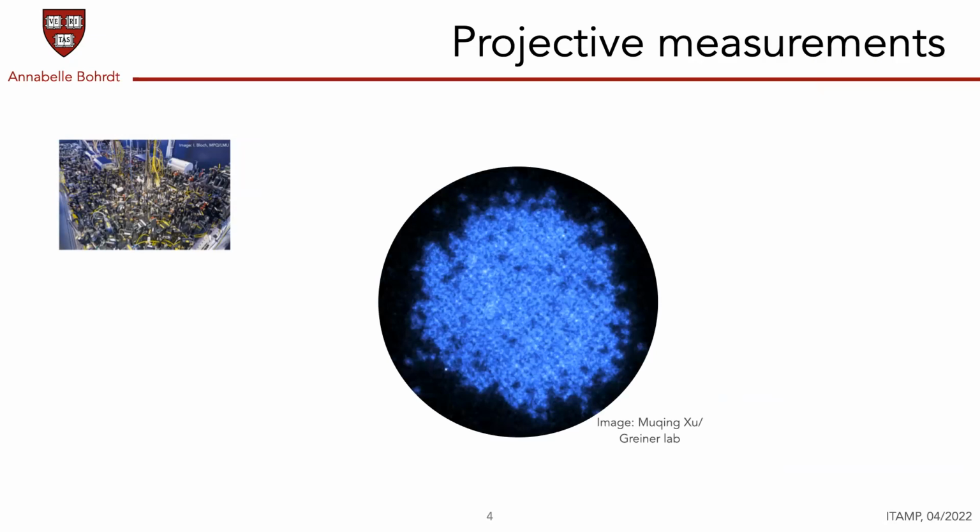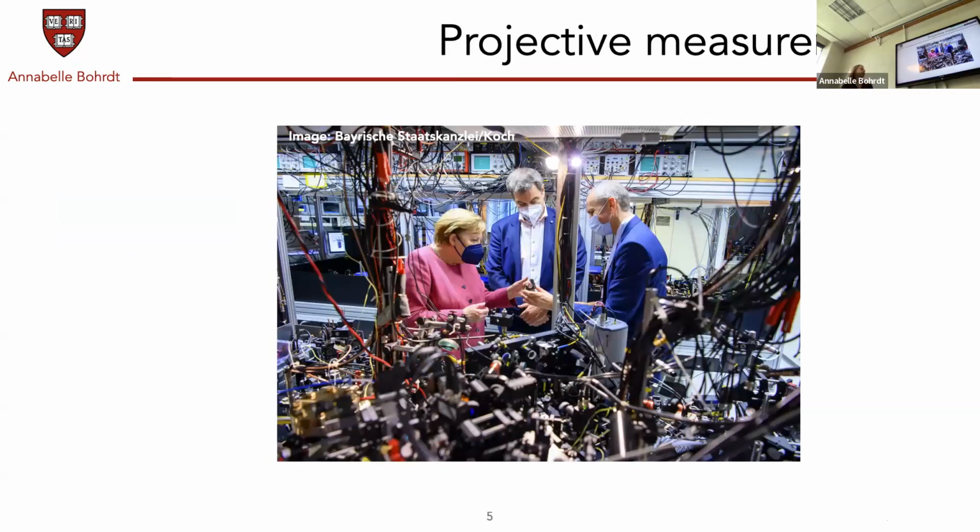What you're seeing here is, I promised not to talk about Fermi-Hubbard, but this is, of course, a Fermi-Hubbard snapshot. What you're seeing here is a realization of the Fermi-Hubbard model where you have lithium atoms in an optical lattice, and you actually do a projective measurement where you have a quantum state and see where each of these atoms is sitting.